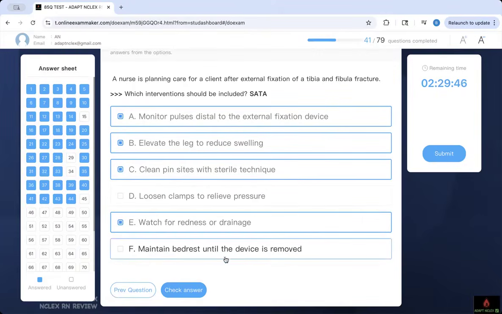And the patient does not need to be on bed rest until the device is removed. They can get up a few hours later, 12 hours. But otherwise, they will develop DVT. You should not stay in bed until the device is completely removed. You can ambulate.